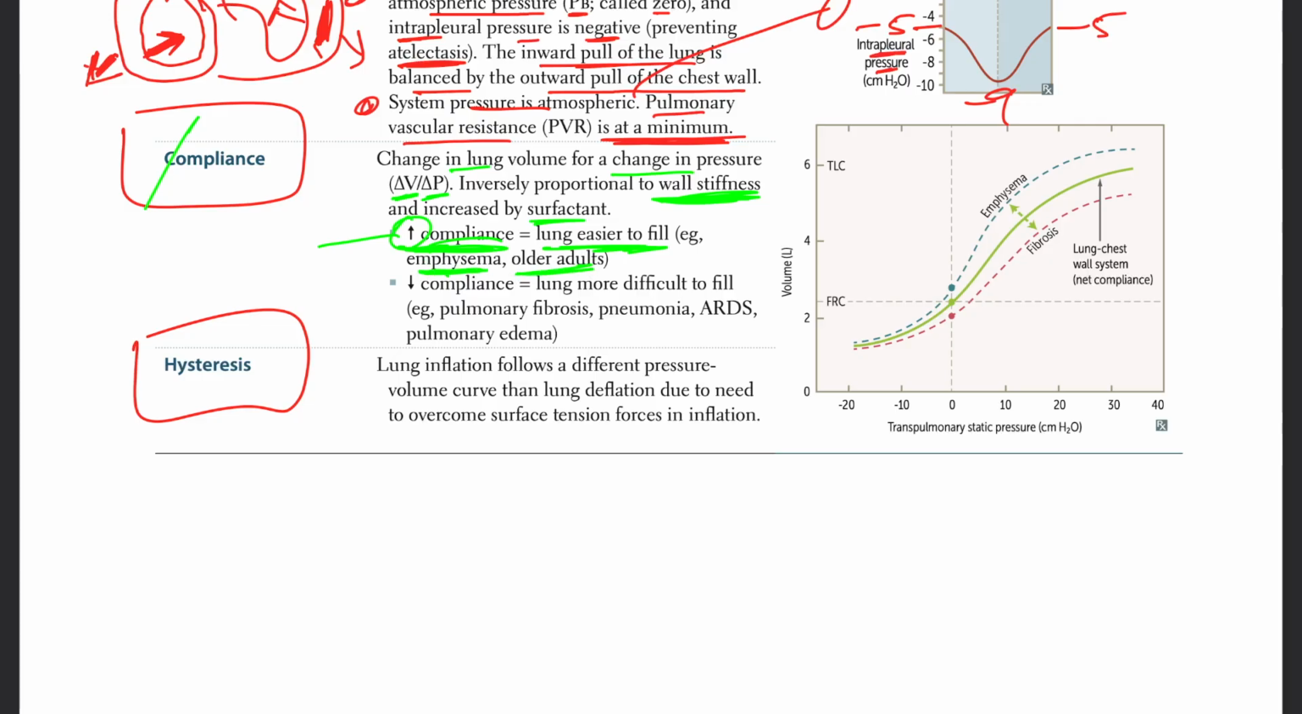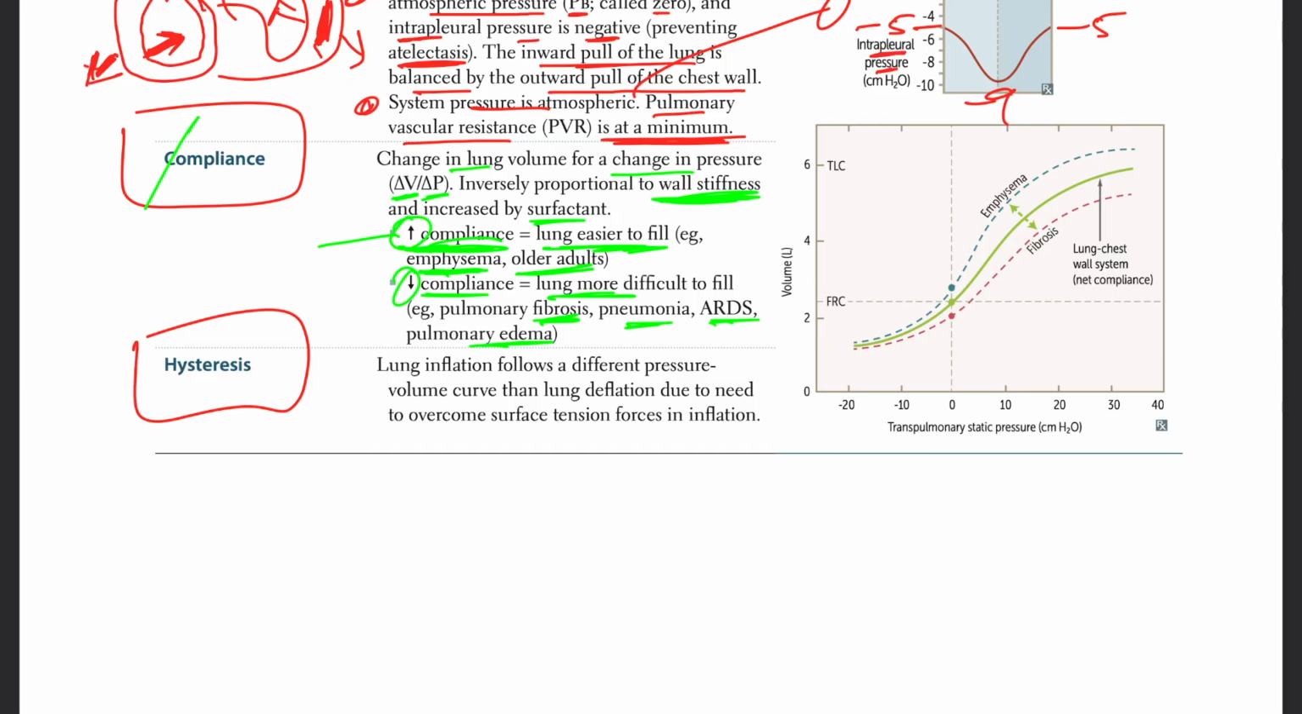What's going to happen to your compliance? How do you decrease it? Well, with decreased compliance, the lung is more difficult to fill, and it is seen in fibrosis, pneumonia, RDS, and edema, right? And that's pretty much all.